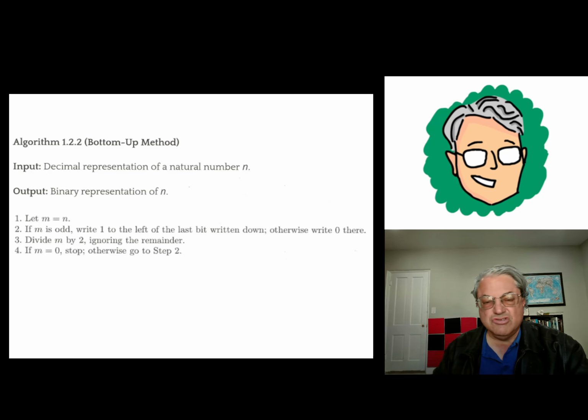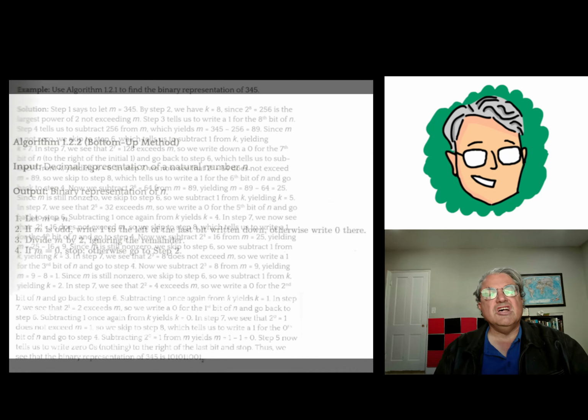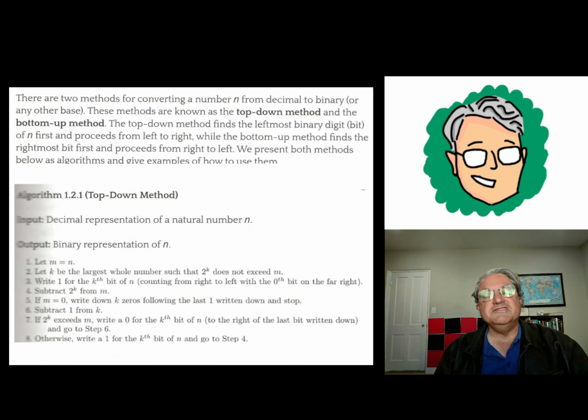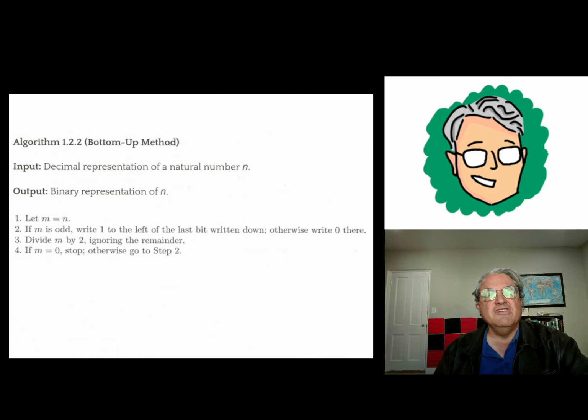And maybe it's not as intuitively obvious why it works, but it does work. So the idea with the bottom-up algorithm, this time, in the top-down, we were writing down the bits going from left to right. In the bottom-up algorithm, we write the bits going from right to left. And it's actually a pretty easy algorithm. It has fewer steps. Notice that the top-down algorithm had, I think, 8 steps. The bottom-up algorithm only has 4 steps.